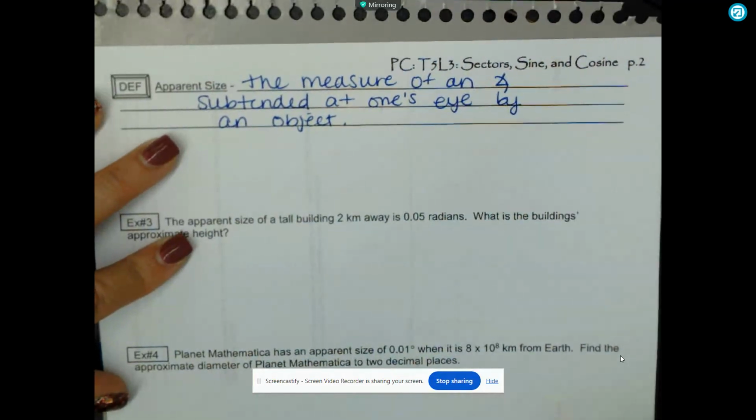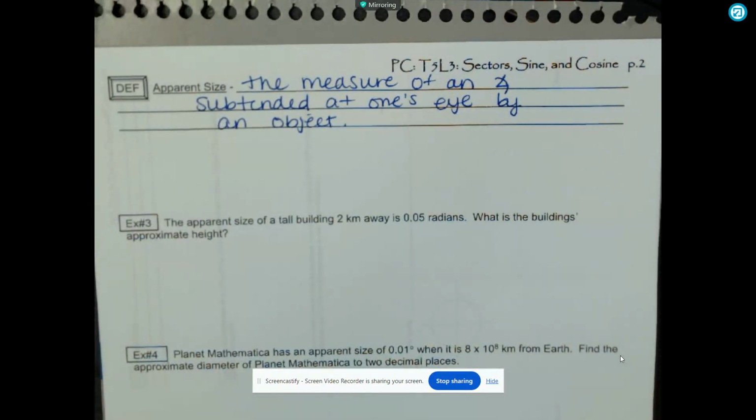All right. Apparent size is the measurement of an angle subtended at one's eye by an object. This is what y'all used to all do when you were little, okay? You might do it when you're older. I don't know, okay? We'll see. This is what apparent size means. I'll wait for all y'all to get that written down, and then I'll show you, because it's really simple.